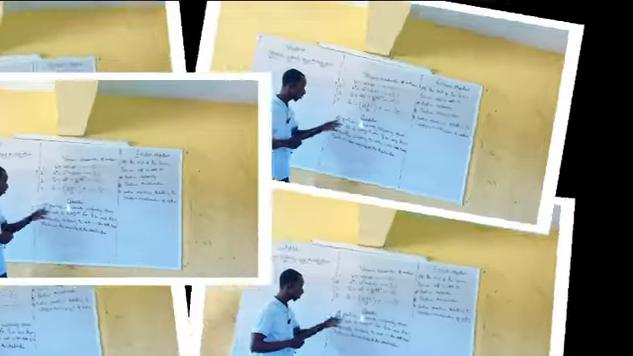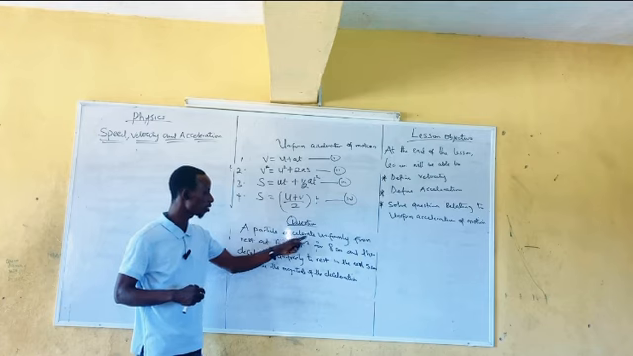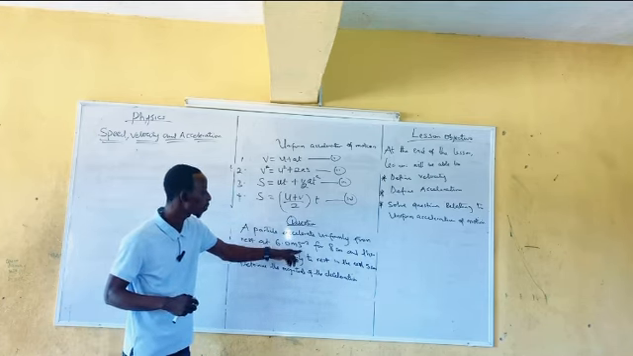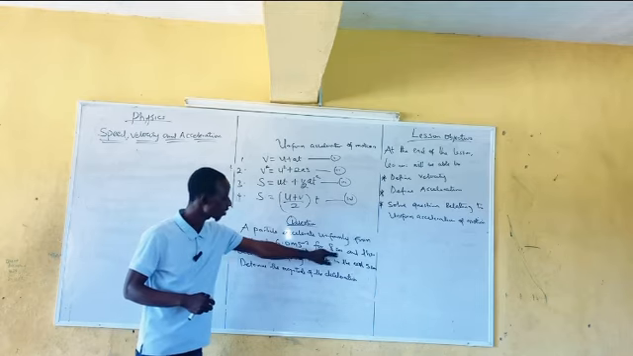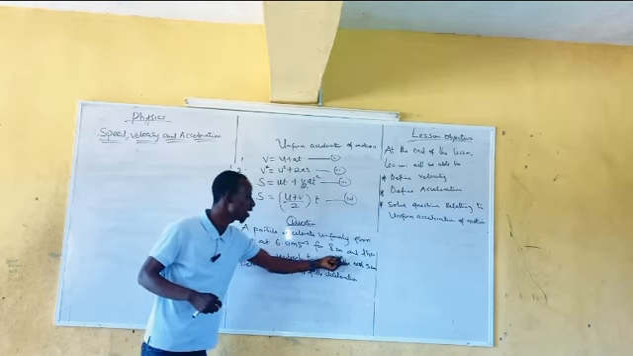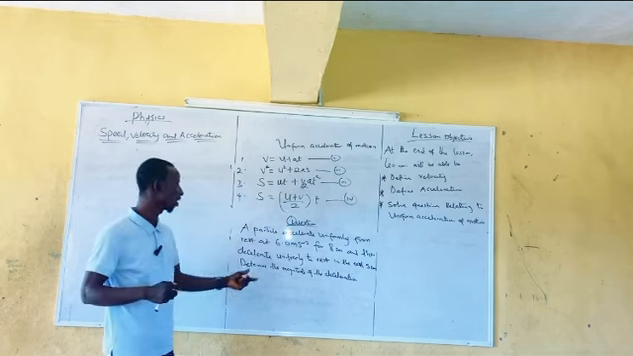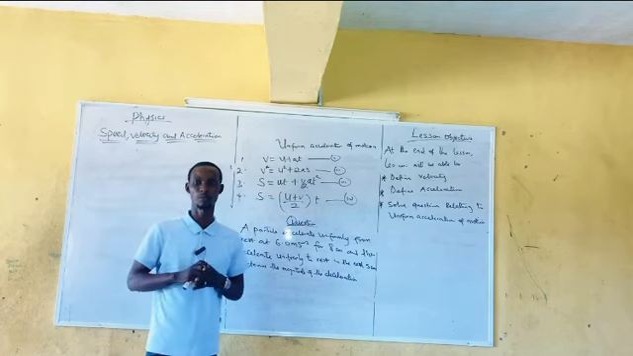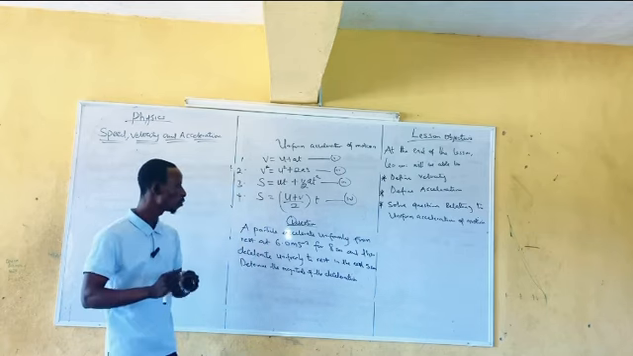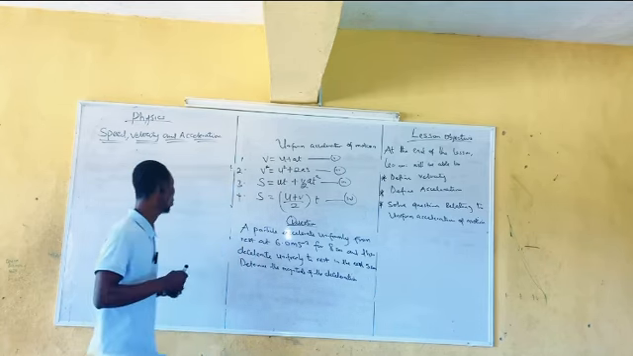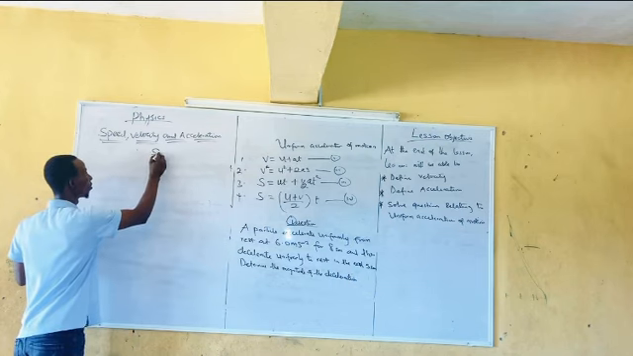Now, let's consider this question. A particle accelerates uniformly from rest at 6.0 meters per second squared for 8 seconds and then decelerates uniformly to rest in the next 5 seconds. Determine the magnitude of the deceleration. Before you start solving, write out the given data in the question first. Now, solution.